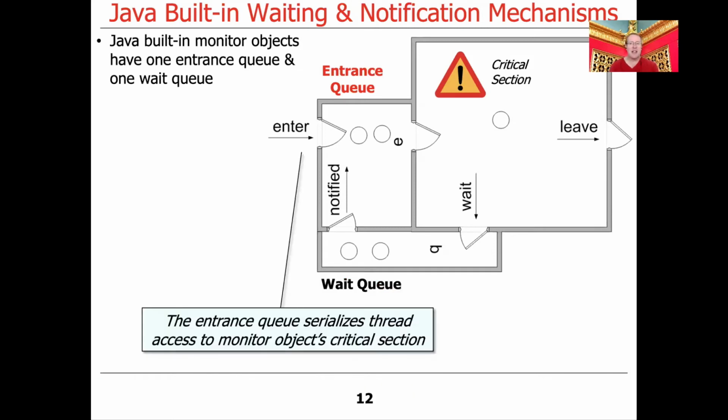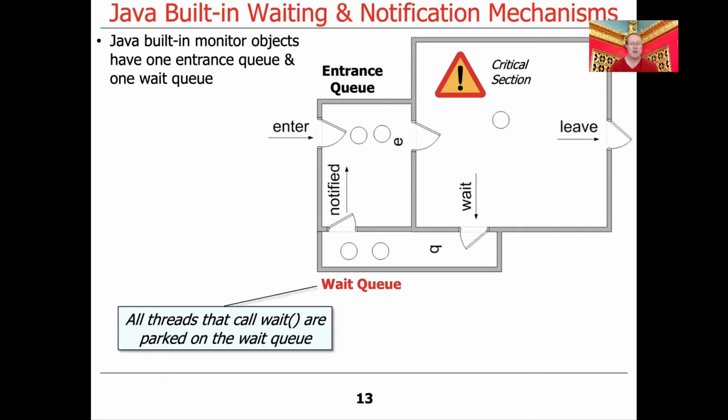As you can see, the entrance queue is used to serialize thread access into the monitor object's critical section, and this is done by defining a method in a monitor object to be synchronized and have the entire body of the method be the critical section, or by using synchronized statements where a subset of the method's body is a synchronized critical section. So that's how you do that. Should be no surprise at this point, but we'll see some more examples shortly.